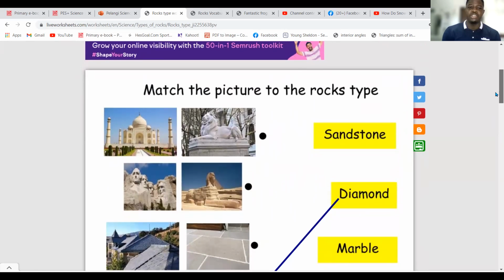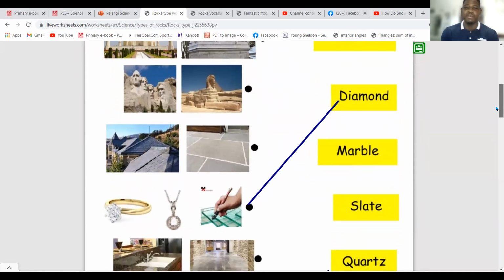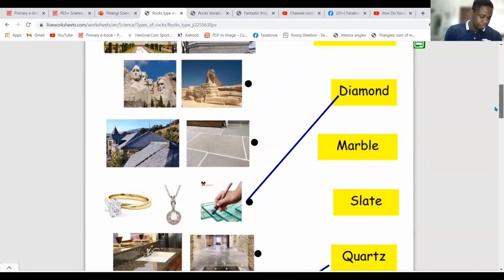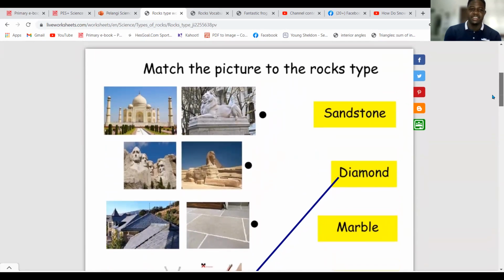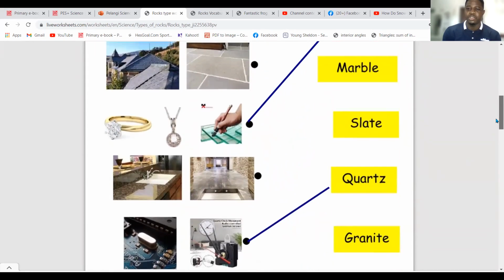Sandstone. Sandstone is used to build sculptures, to build faces. So which is the sandstone there? Or marble, sorry. Yeah, sandstone. This is sandstone here. Marble. Okay. So you do the rest yourself.